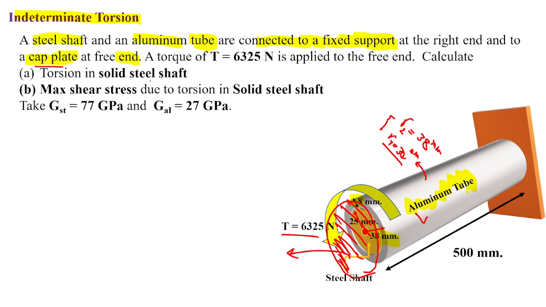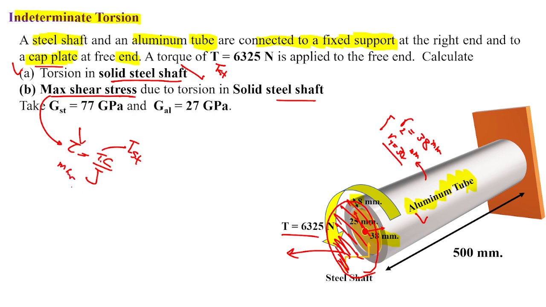And we want to know what is the share of torsion in the solid shaft. Then, as part B, we want to know what is the maximum shear stress in the solid shaft. As soon as we have the torsion share for steel, we can use tau equals Tc over J. By applying this equation and replacing it by the portion of steel, we can easily get the tau maximum in the steel shaft. G for steel is 77 gigapascals, and for aluminum is 27.